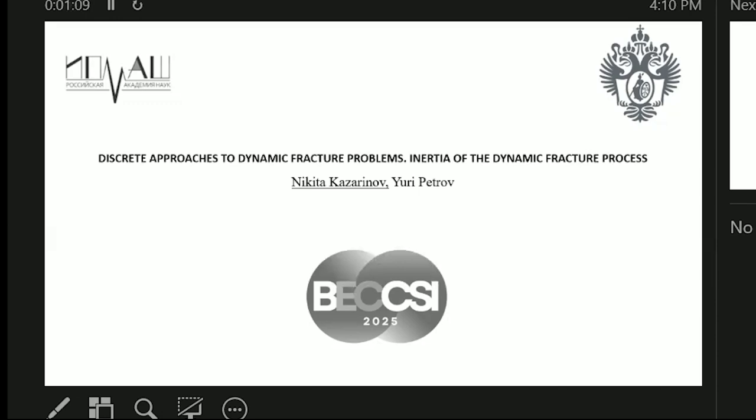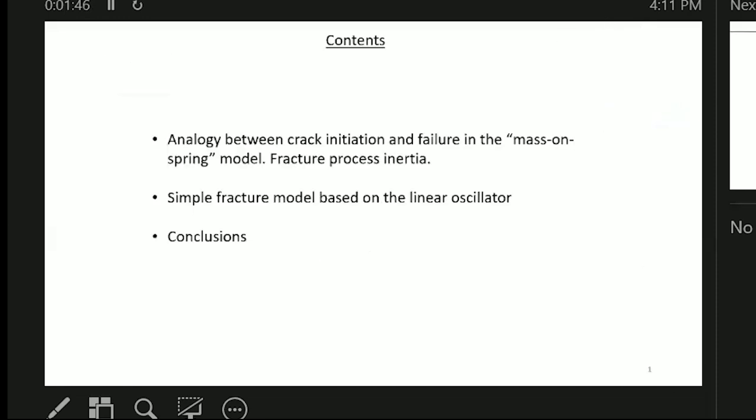So, well, now I go to my talk. It's resembling a little the previous talk, of course, because we work with the same group of Professor Petrov. But I will try to give another angle of view to the problems that are solved using the incubation time approach. So we'll show some very simple but interesting analogy that we found between the crack initiation and dynamic fracture and failure in some very, very simple discrete systems like linear oscillator.